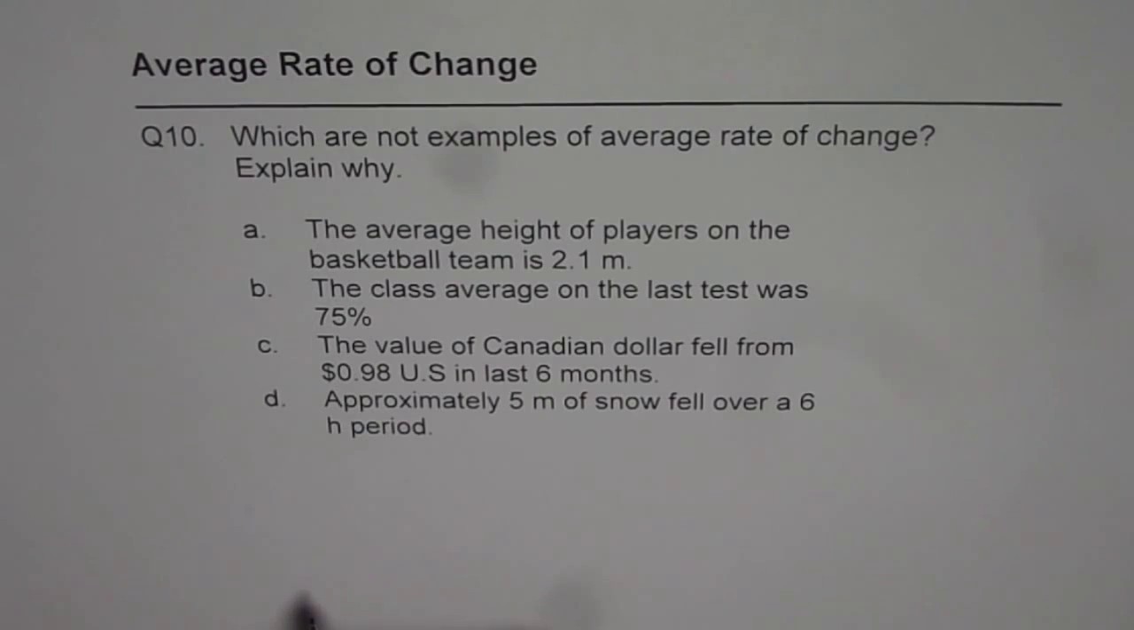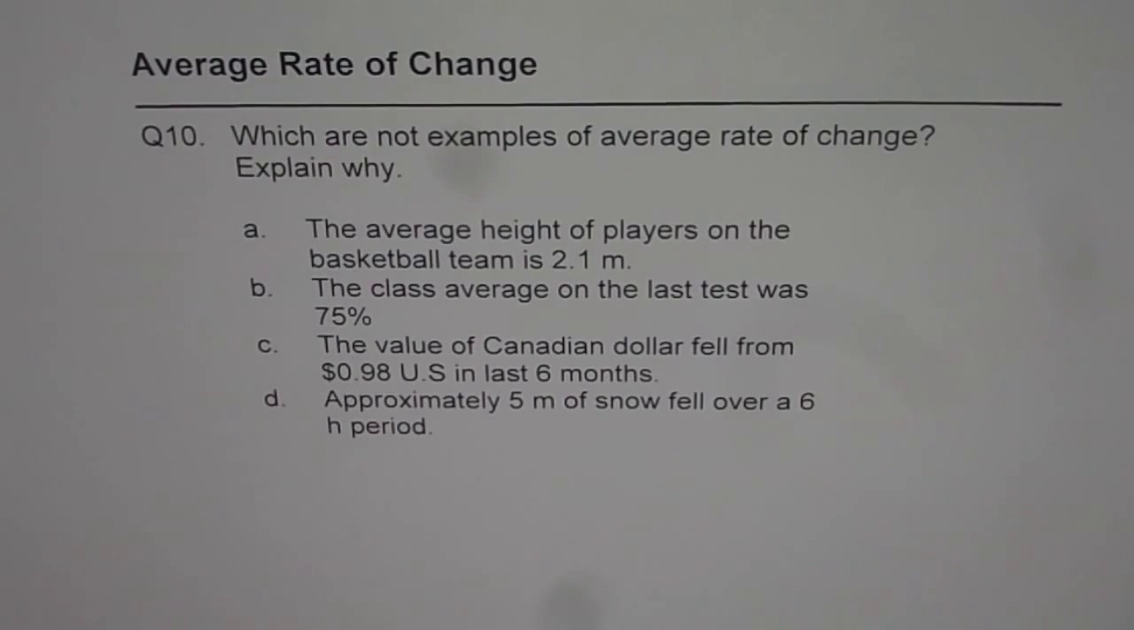B. The class average on the last test was 75%. C is the value of Canadian dollar fell from 0.98 US dollar in the last 6 months. D is approximately 5 meters of snow fell over a 6-hour period.